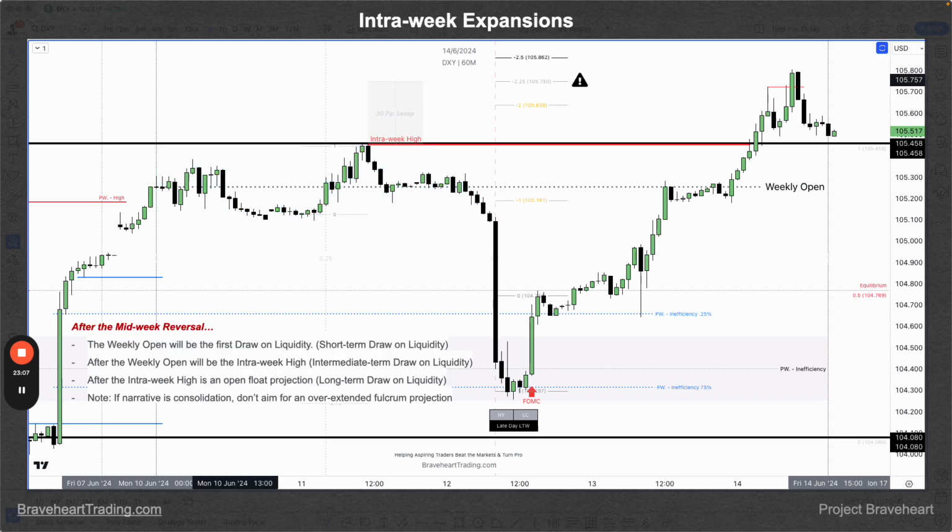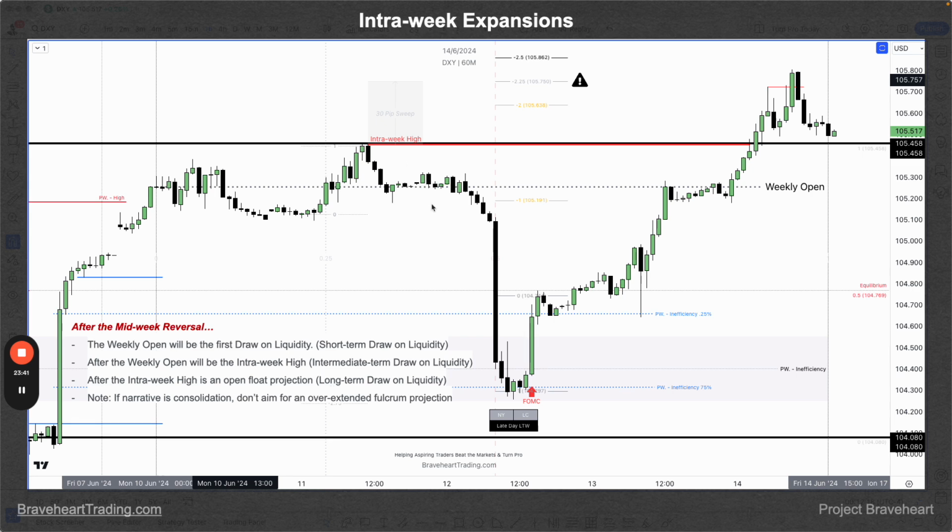And then after the midweek reversal, we expect intra-week expansions. Now, this is when we start framing out the draws on liquidity, okay? So the weekly open will be the first draw on liquidity. Okay, so after creating the low of the week, and the weekly power 3 candles trying to trick traders on the wrong side of the market before reversing on them, right? That's how they play the game. That's how they make losers. And that's how they become winners of the game.